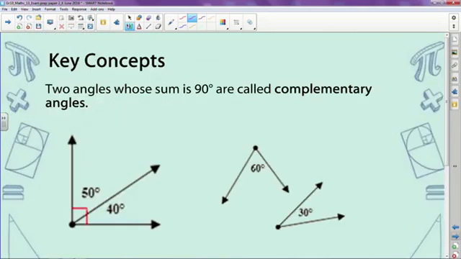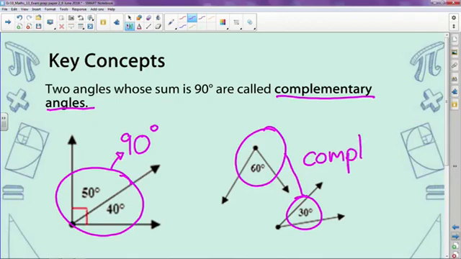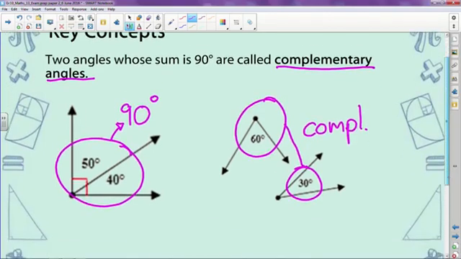Okay, key concepts. Two angles whose sum is 90 degrees are called complementary angles. Now this is something we don't usually talk about, but it is important. Sum means that they add up, and 90 degrees means that they add up to 90 degrees. So those two might not be touching each other, but they are still complementary. It's not something we really use very often.